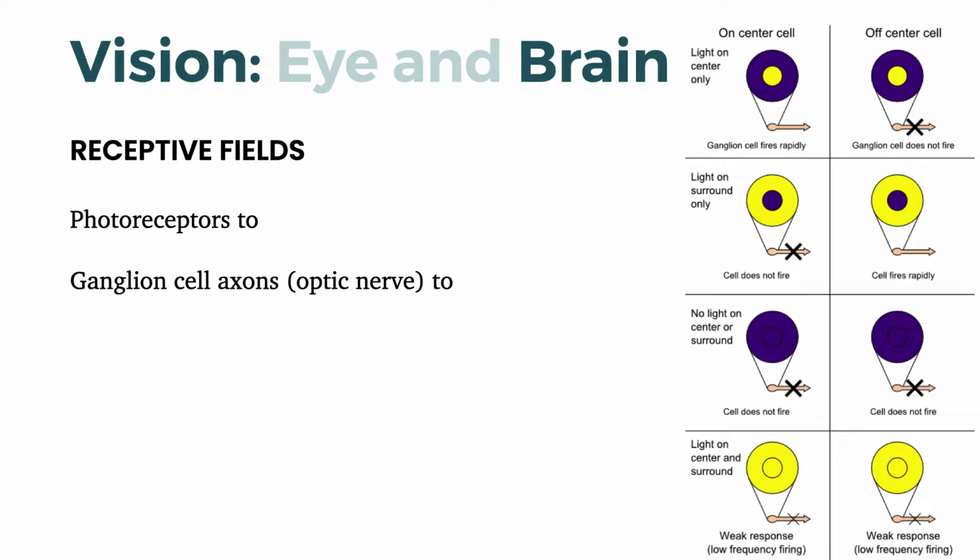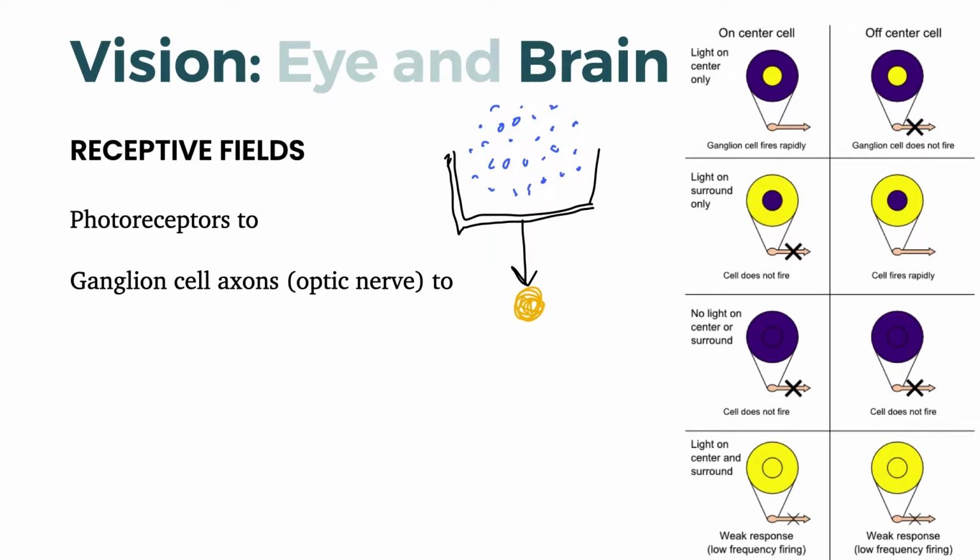Here's how this works. So we've got a bunch of photoreceptors. Okay, these are just a bunch of rods and cones, right? They are just a group, a little neighborhood here. And this neighborhood of photoreceptors gives input to this ganglion cell. Okay, so there's your ganglion cell, and this is the ganglion cell's receptive field.